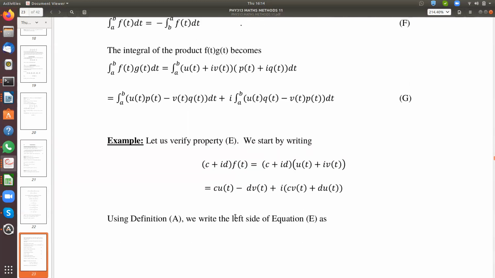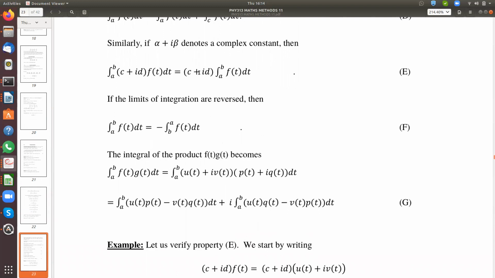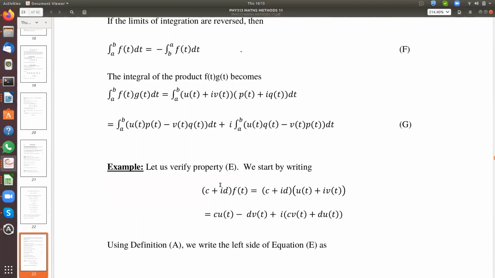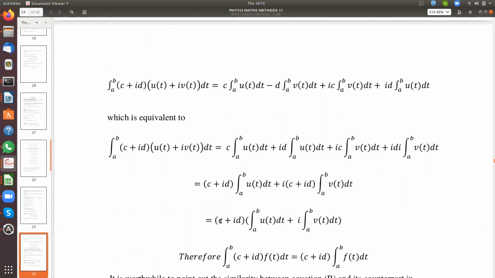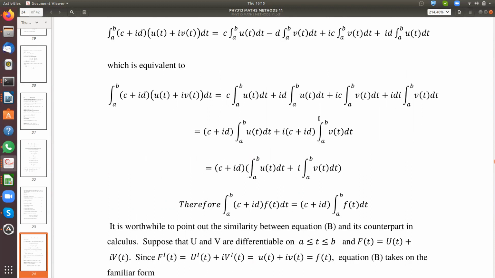Okay, let us verify property E, that is, they are referring to this property, this expression. We start by writing, we have this, then you open a, we know that f of t is this. So if you open the bracket, now you have c times this, just like algebra. So you expand them. By the time you expand, then you introduce the integral per each term. So it's just like taking your pencil and starting to break down. At the end of the day, you arrive at this point.